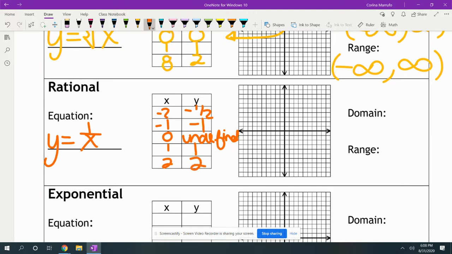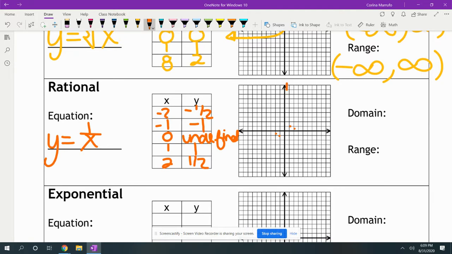Not 2, 1/2, sorry. I keep thinking about it. 1/2. So then we graph this. We have -2, -1/2, and -1, -1. 1, 1, and then 2 and 1/2.